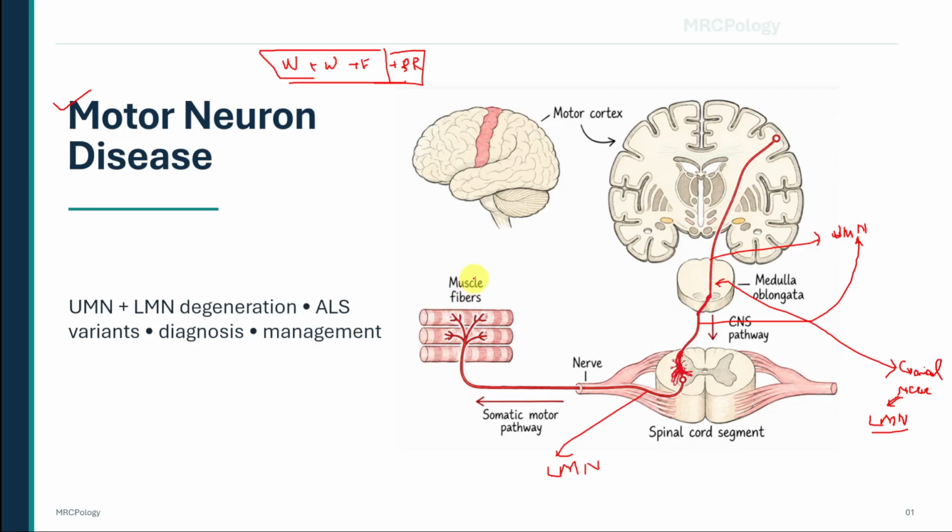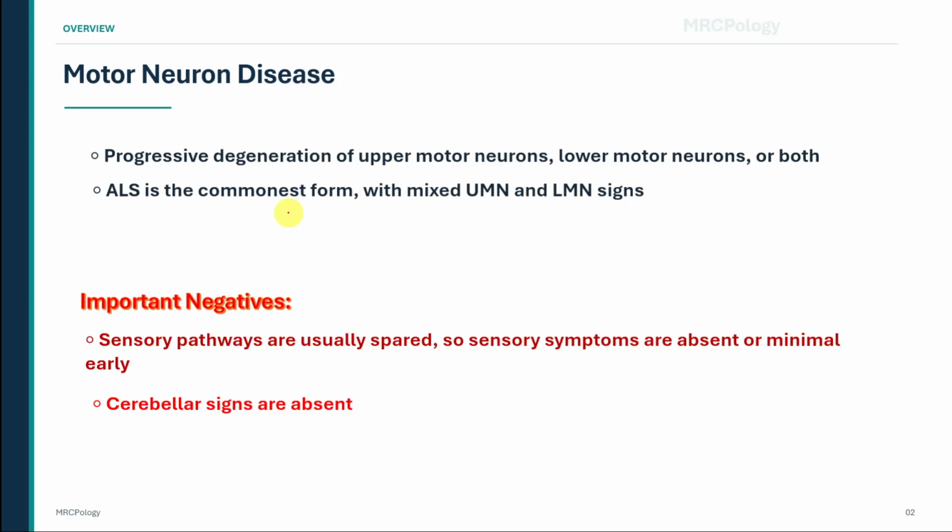The basal ganglia help initiate and regulate movement, while the cerebellum coordinates movement, balance, and accuracy. However, motor neuron disease mainly affects the upper motor neurons, lower motor neurons, or both. Motor neuron disease is a progressive neurodegenerative disorder affecting the motor system. Sensory pathways are usually preserved, which explains why sensory symptoms are absent or minimal, particularly early in the disease. Cerebellar signs are also not expected. The commonest form is amyotrophic lateral sclerosis, or ALS, in which both upper and lower motor neurons degenerate.